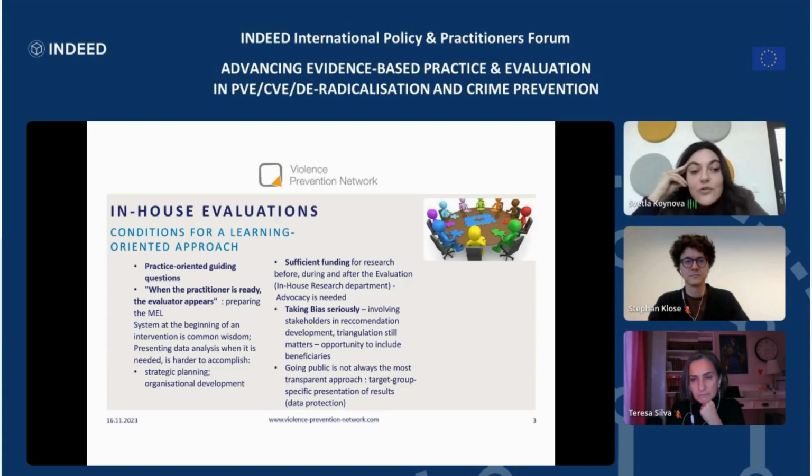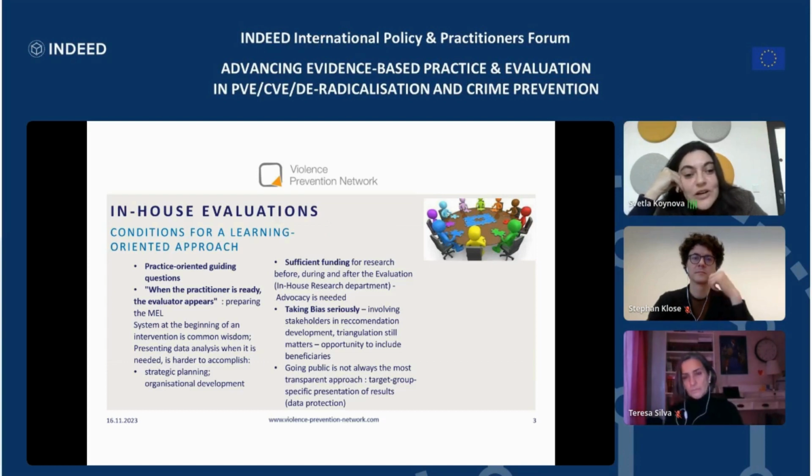And now we get to a bit of a touchy subject, because who can be doing in-house evaluations at all? It's not the very small organizations that have only 3 people working on a specific universal prevention initiative, for example. It's only people with sufficient money that can get in-house researchers. And the question is, how can we maybe also convince stakeholders that this is work worth doing?